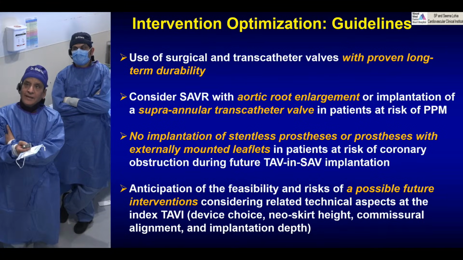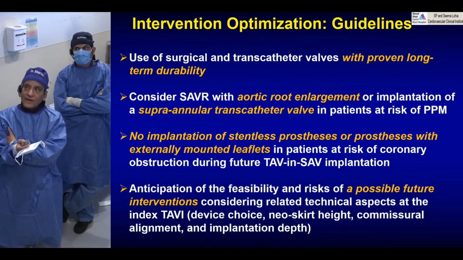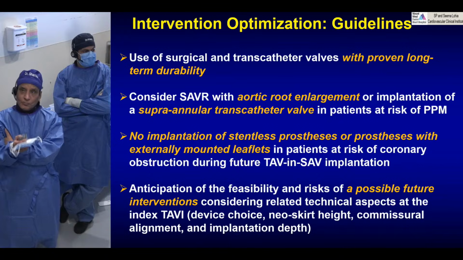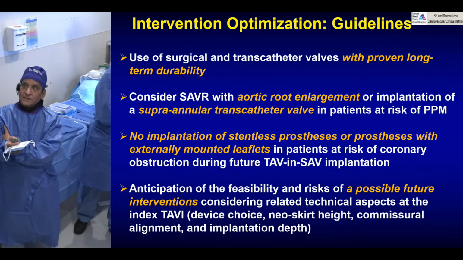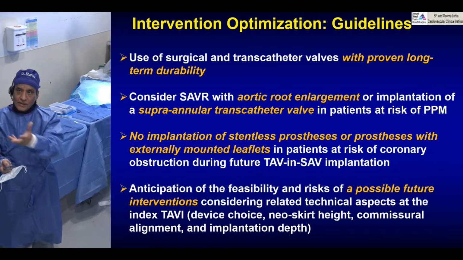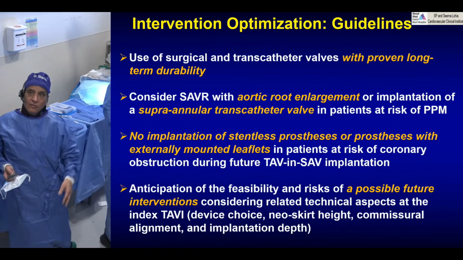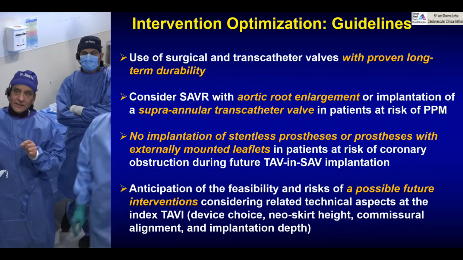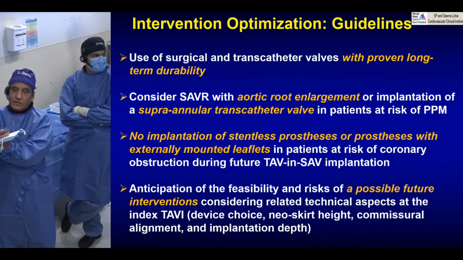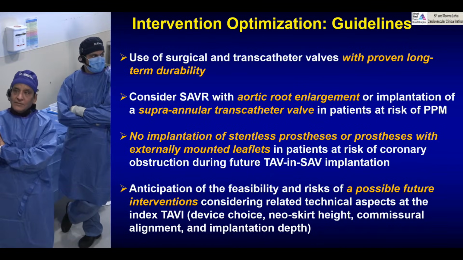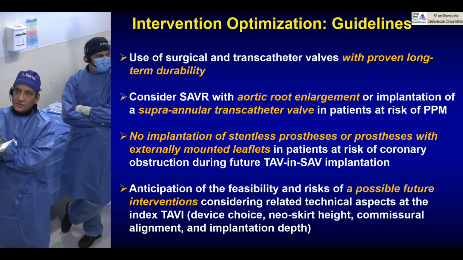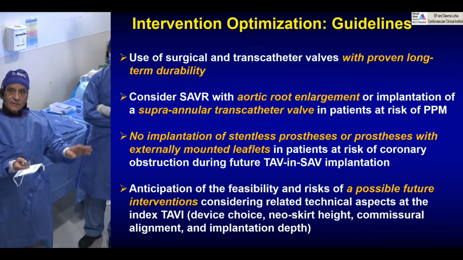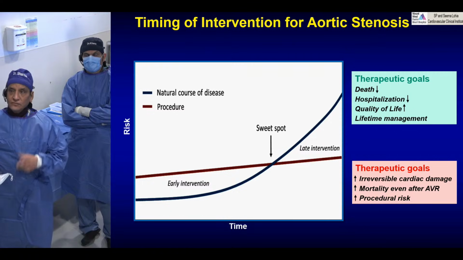So the key is just to say that we need to optimize surgical and transcatheter valves with proven long-term durability, consider surgery in patients with aortic root enlargement, which we talked about, and implantation of a supra-annular transcatheter valve in patients at risk of prosthesis-patient mismatch. So that's what we do, and this is the kind of case with a small aortic annulus. Then no implantation of stentless prosthesis or prosthesis with externally mounted leaflets in patients at risk for coronary obstruction. Very important, because future TAVR and SAVR cannot be done. And then anticipation of the feasibility and risk of a possible future intervention always needs to be considered, whether you are doing a TAVR or the surgery. Device choice, height, and so on and so forth, we always take into the equation.